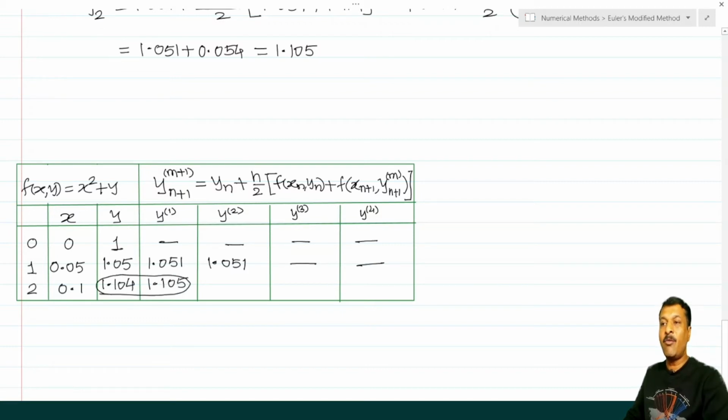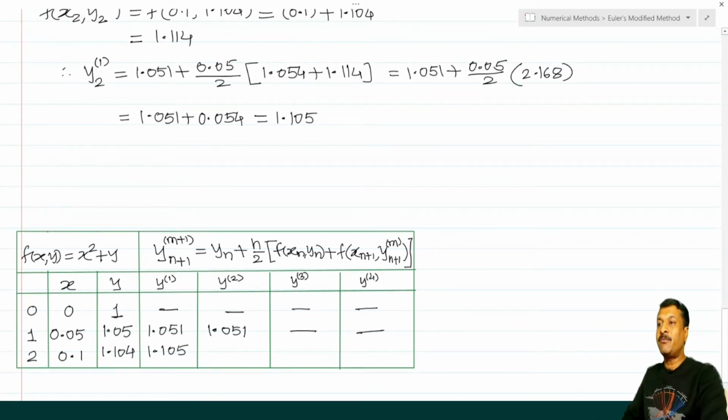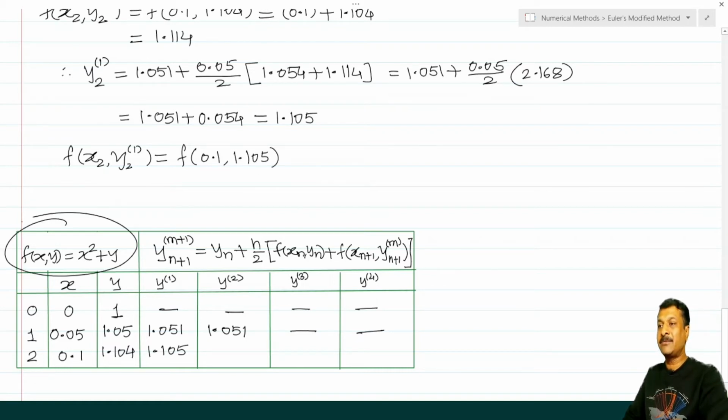That is why I want to improve the next also. For that again I want, by this new value, x2 y2 now with the last value. So it is nothing but x square. But first of all, what is x2? 0.1. What is the new value of y2? It is 1.105 and we know f of x y is x square plus y. So that is equal to 0.1 square plus y, which is 1.105. So I am getting the value 1.115.